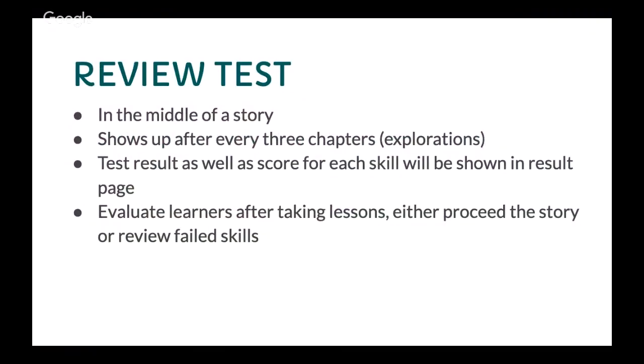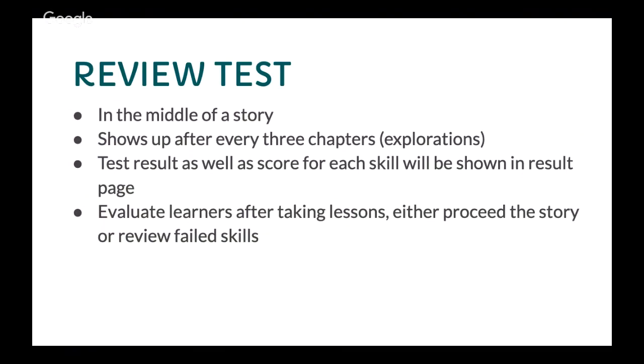The first part is the review test. It is added in the middle of the story player and it shows up after every 3 chapters or at the end of the story. After every review test, the test result will be calculated, and the score for each skill will also be shown in the result page. The result will be divided into 2 modes, pass or fail, according to the score for each skill.